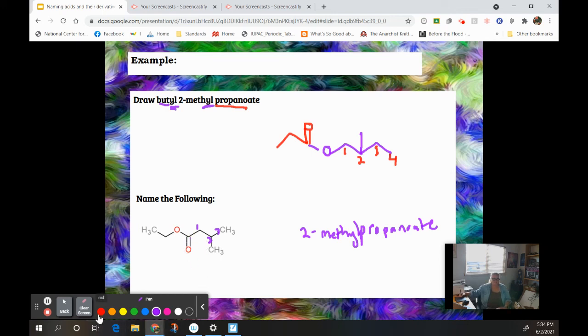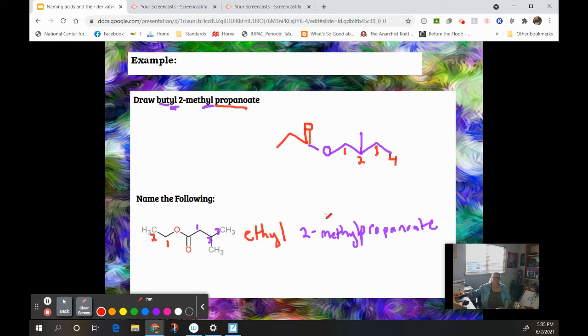And then the last thing I'm going to do is look at my alcohol side, my single bonded oxygen side, which I'm going to go 1, 2. The size of that chain is 2. And so what I'm going to say here is it's going to be an ethyl. So the IUPAC name for this particular molecule is going to be ethyl 2-methyl propanoate.